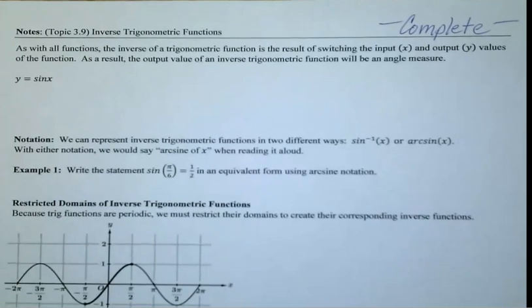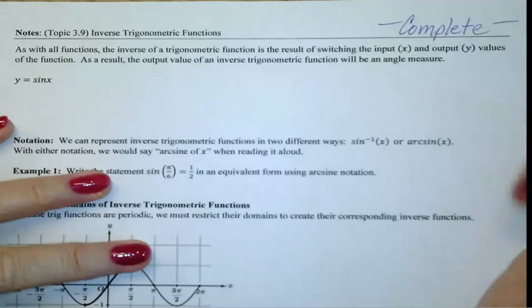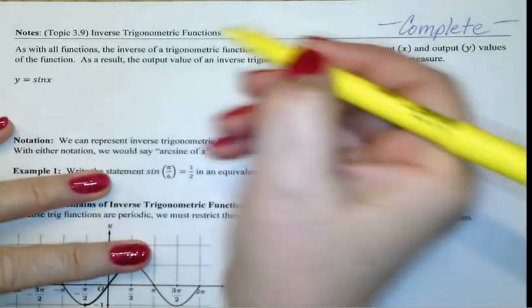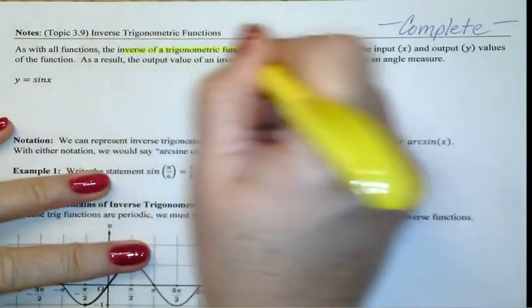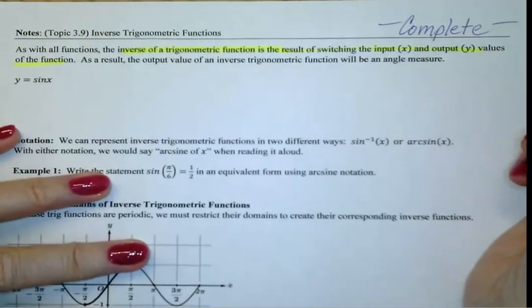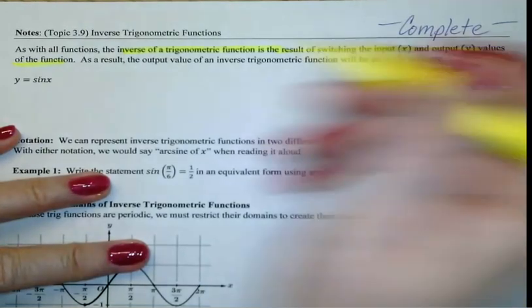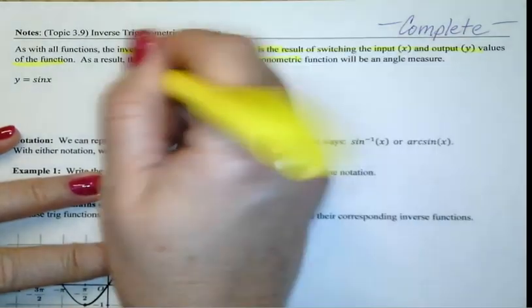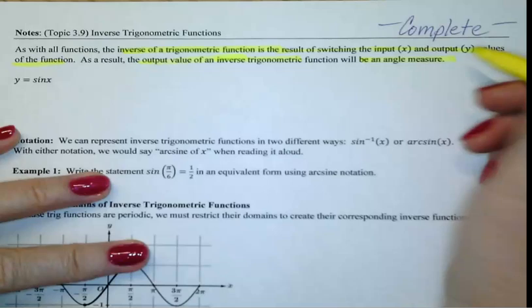Hello, today we are exploring topic 3.9, inverse trigonometric functions. As with all functions that we've studied in Algebra 2 and this year, an inverse trig function is the result of switching the input and the output values of the function. As a result, the output values of the inverse function will be the angle measures. So the output values of the trig function will be the angle measures.